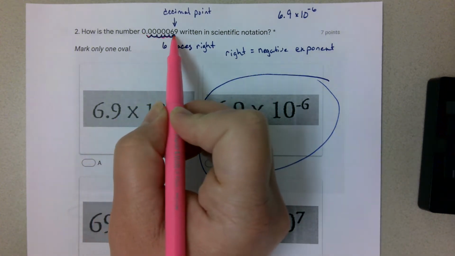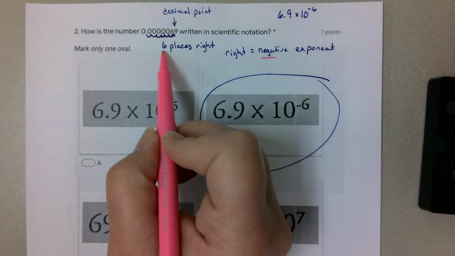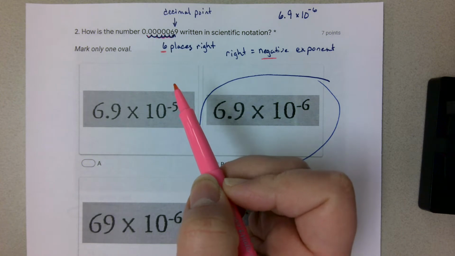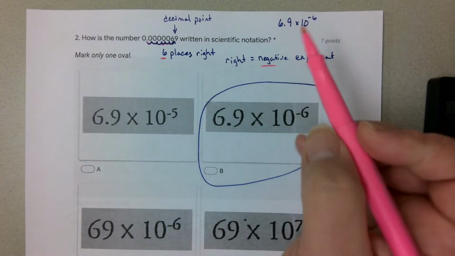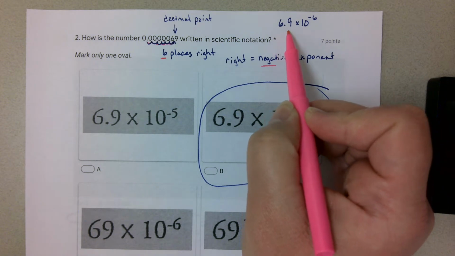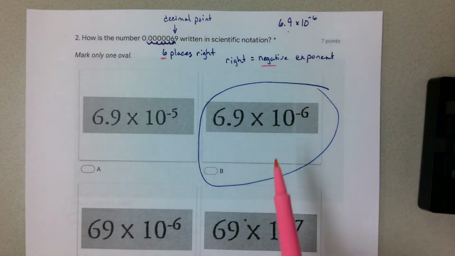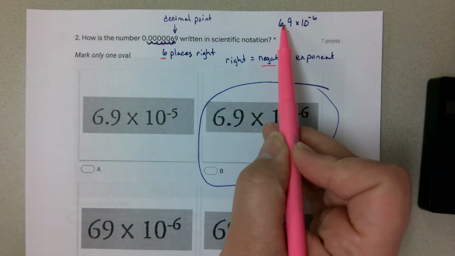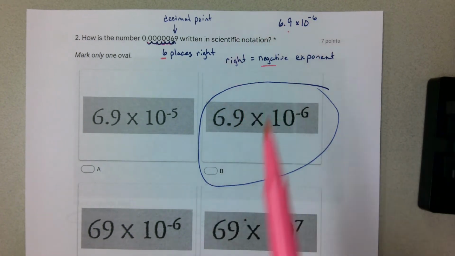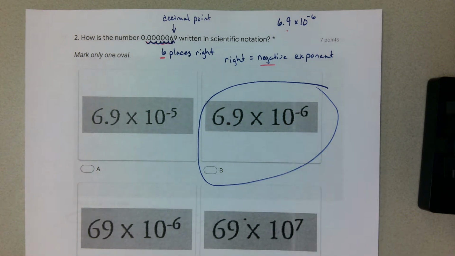When I'm moving to the right, that's going to mean a negative exponent. And that 6 places is telling me what digit my exponent is going to be. So my scientific notation is 6.9 times 10 raised to the -6. That is telling me to move 6 places to the left to move it back into standard form. So the correct answer is B, 6.9 times 10 to the -6.